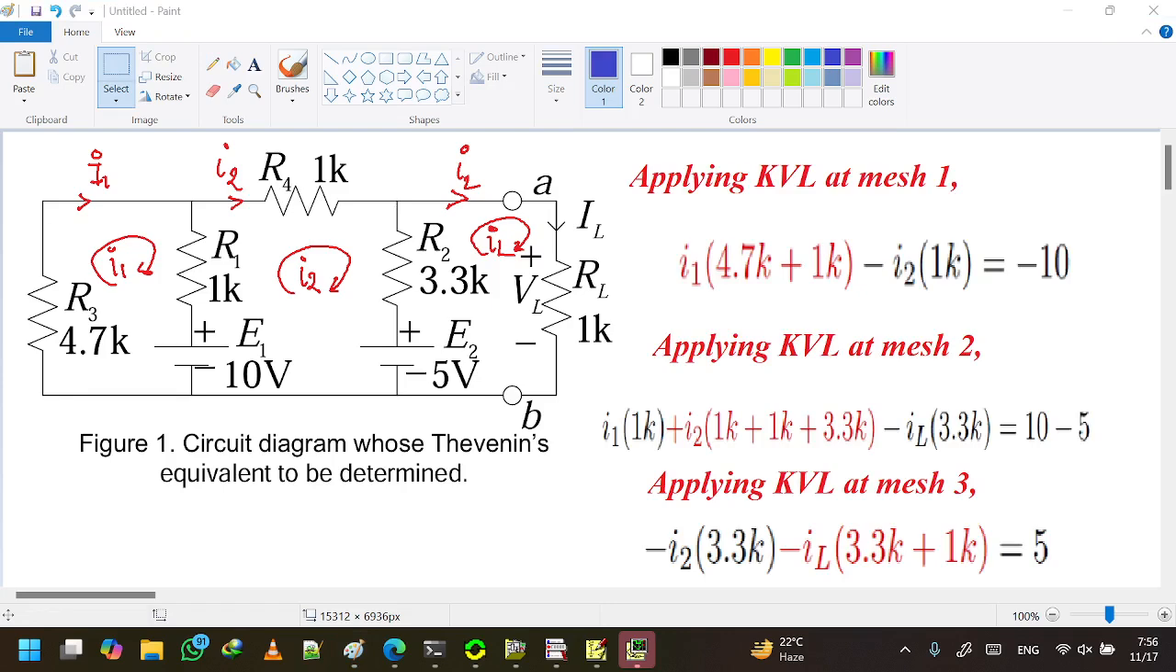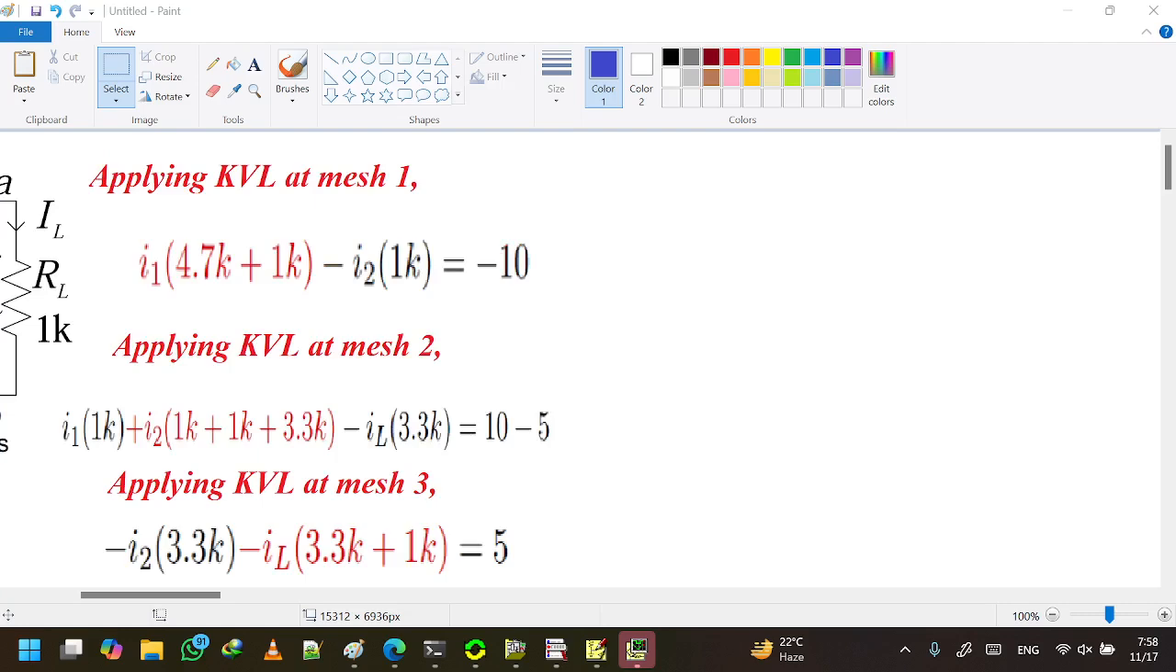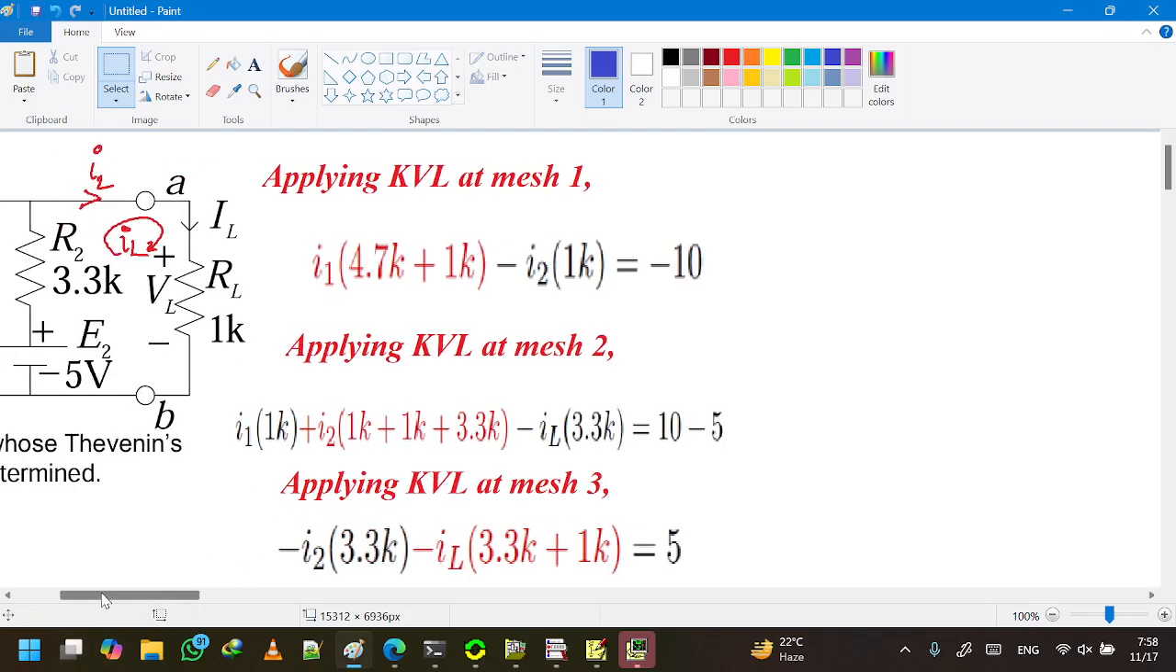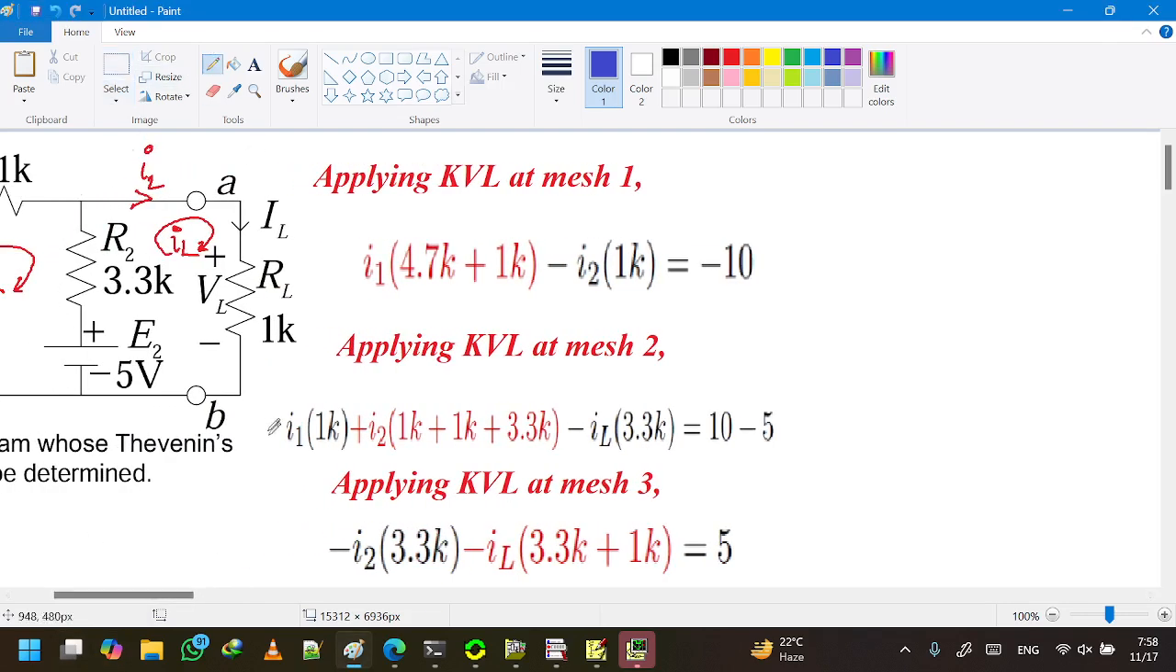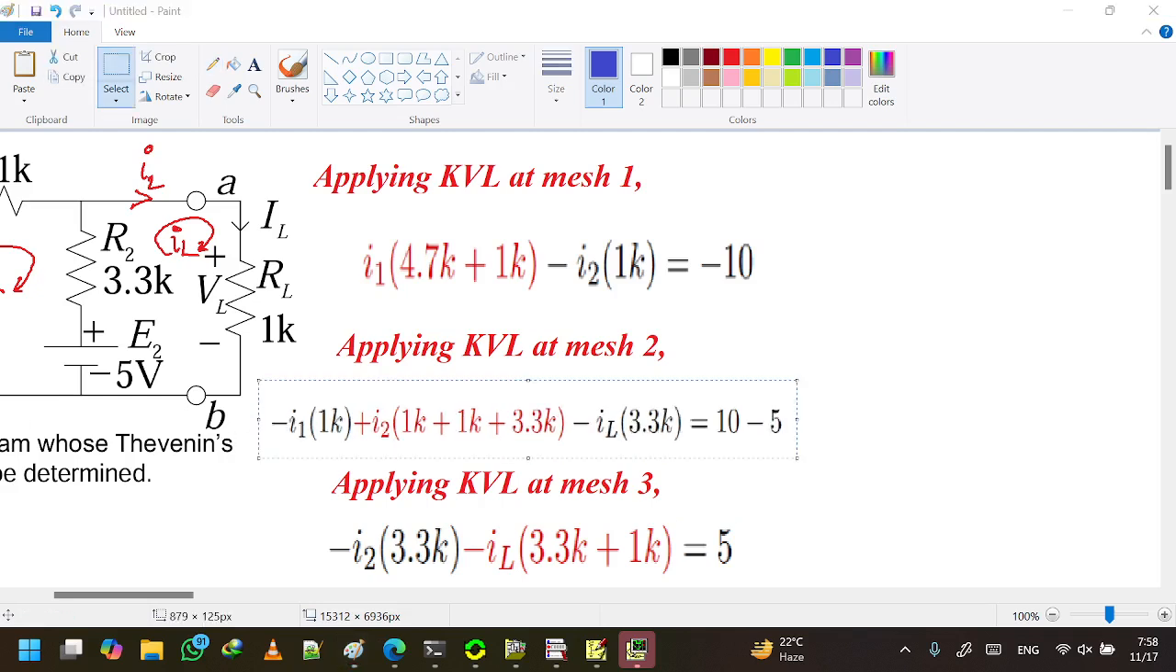So these are the three KVL equations for the first circuit, and solving these sets of equations will give us the value. Sorry, I think I forgot to put a minus before this I1. So there should be a minus before it. Now it is corrected. For the mesh we are writing the equation for, the terms should be positive and everything else should be negative.